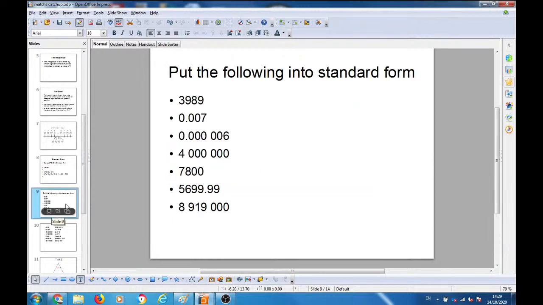Okay, up to you. Try to put the following into standard form. Give it a go. If you can, please go to the chat box and give me the results in the chat box.